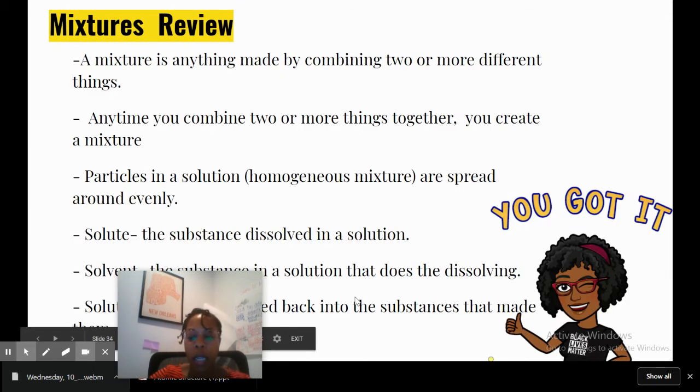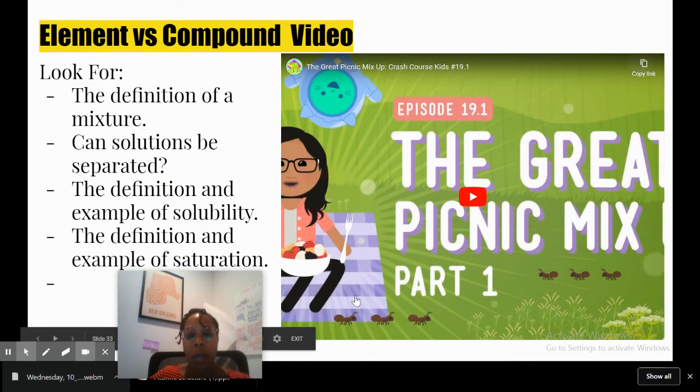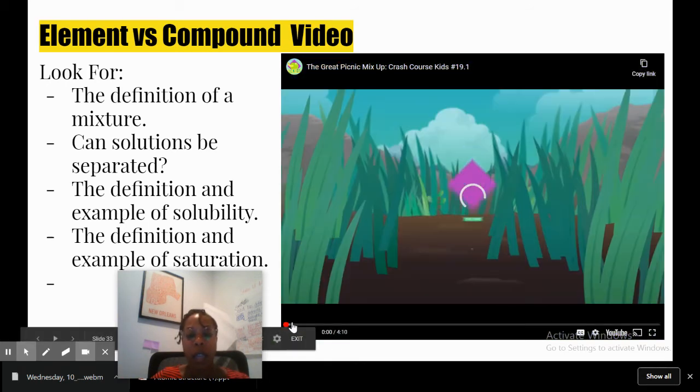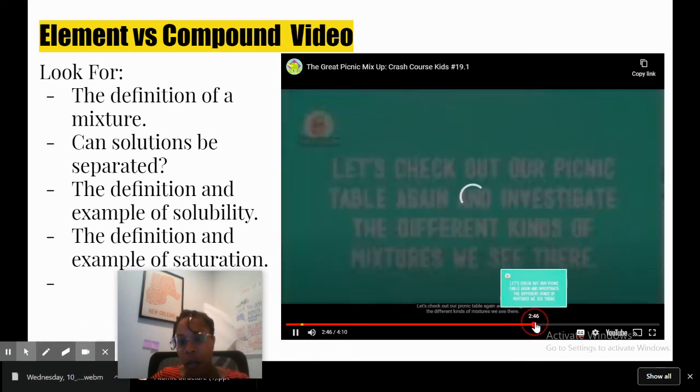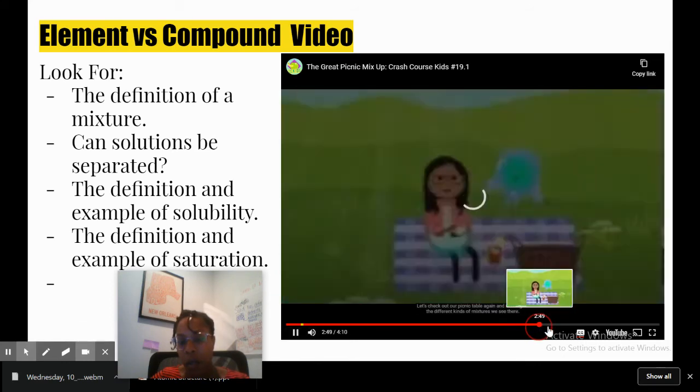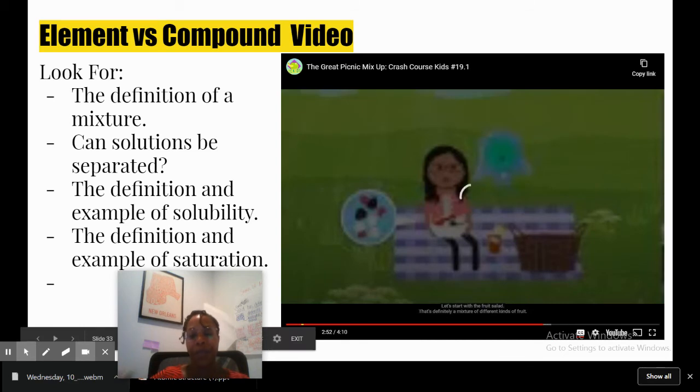All right, so that mixture that she was talking about is defined as a heterogeneous mixture because you can see the different components of the fruit salad. And now I'm going to go back to where she was. There we go, right here.